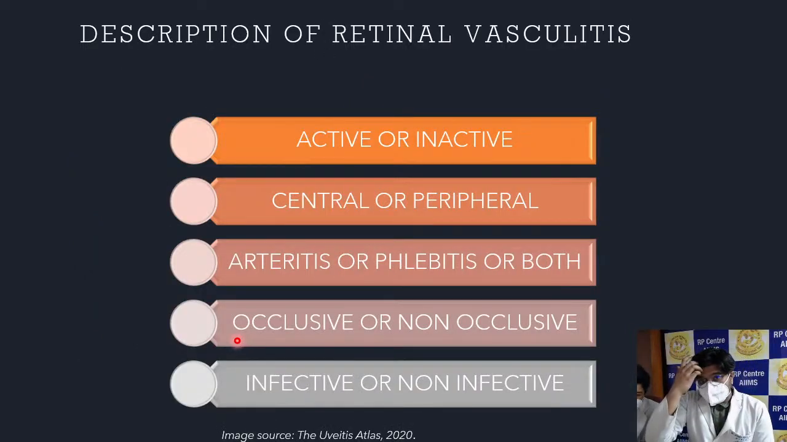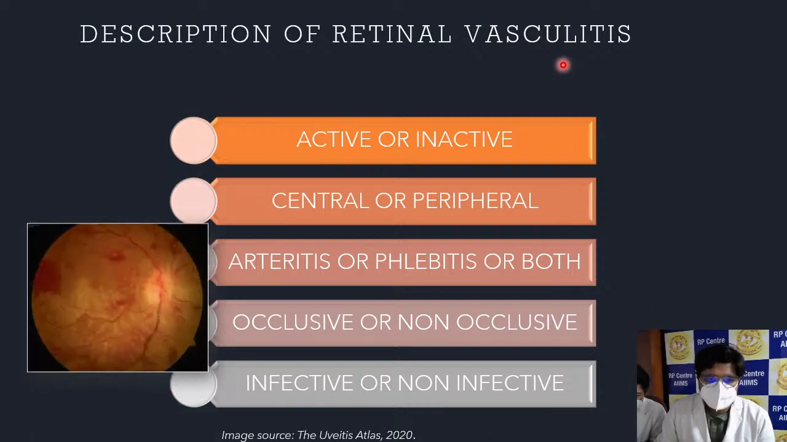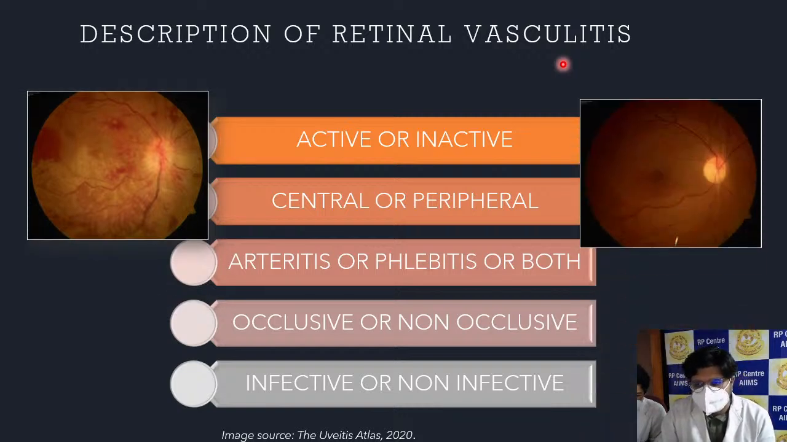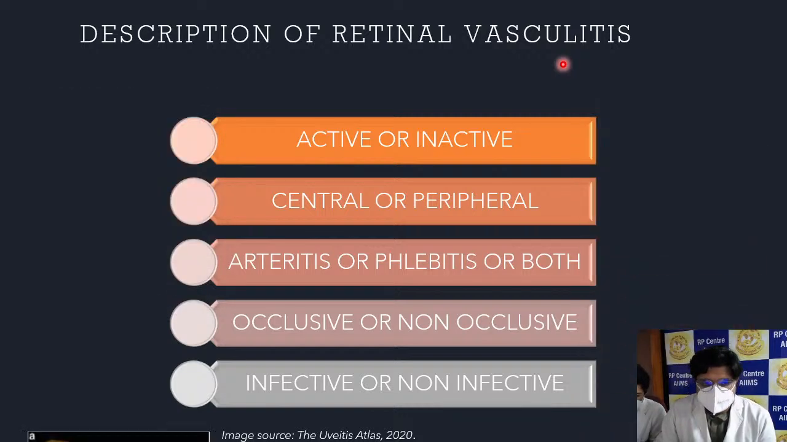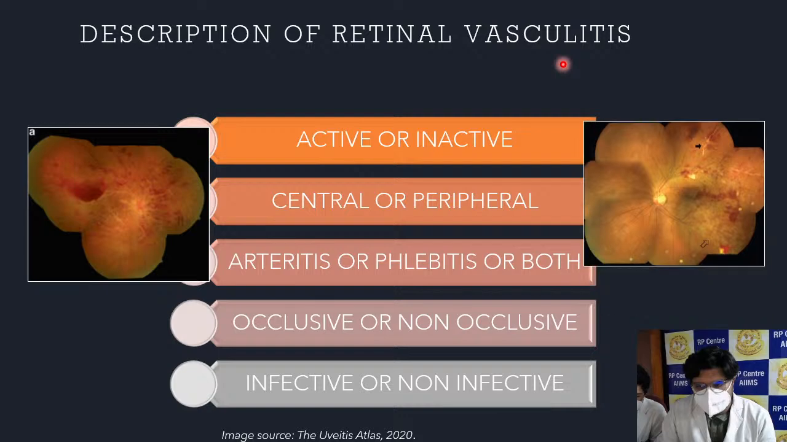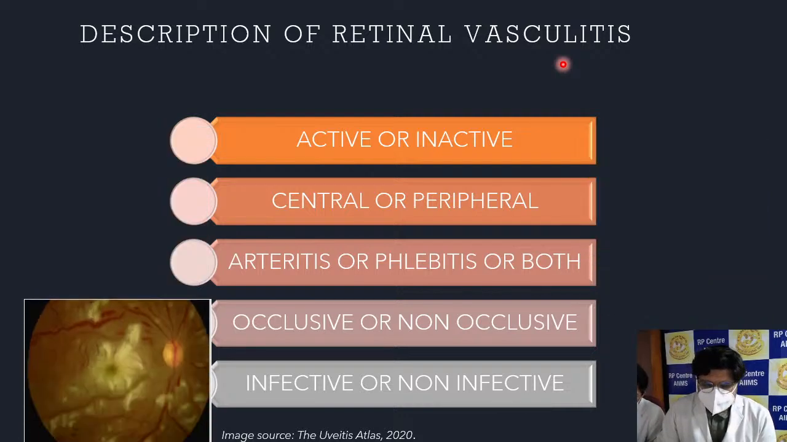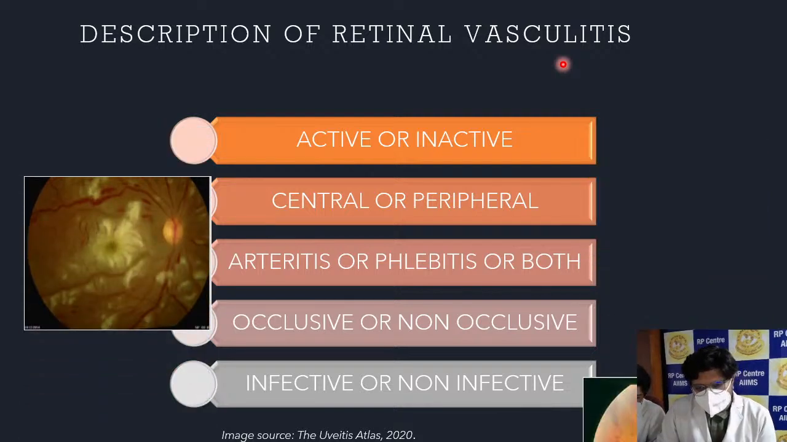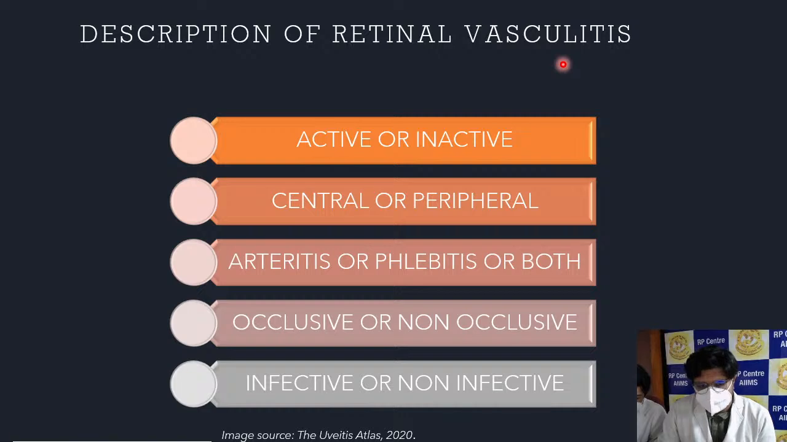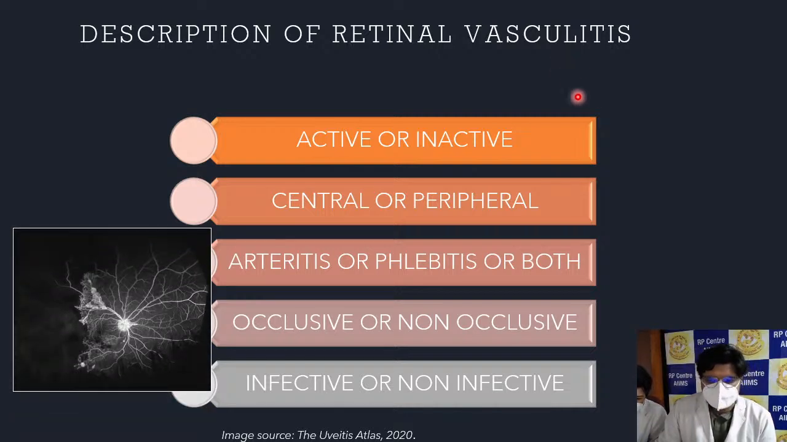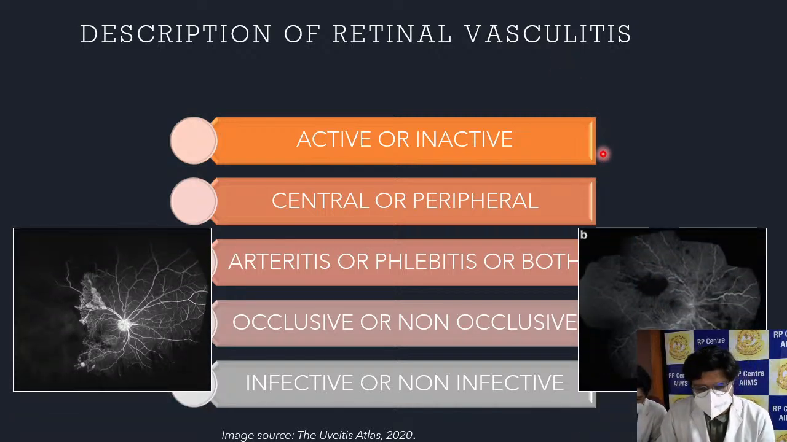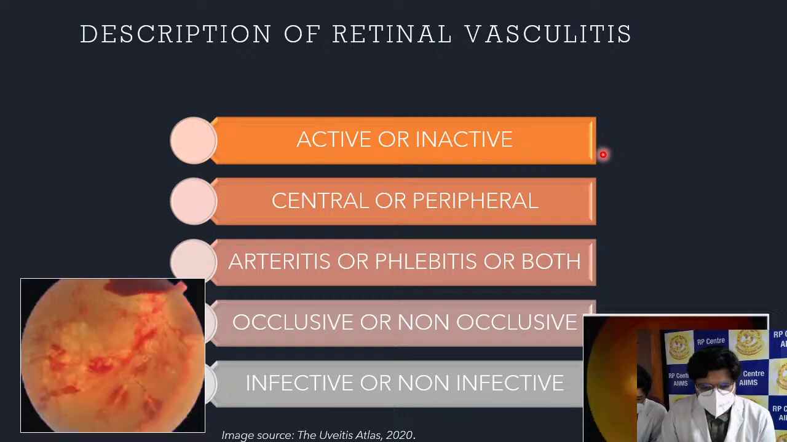So in describing any case of retinal vasculitis, if we follow these 5 broad headings, it will be very useful. Is it an active vasculitis or an inactive vasculitis? Is it involving the central area or the peripheral area? Is it involving mainly arteritis or phlebitis or both? Is it an occlusive vasculitis or a non-occlusive vasculitis? Is there an infective or a non-infective cause?